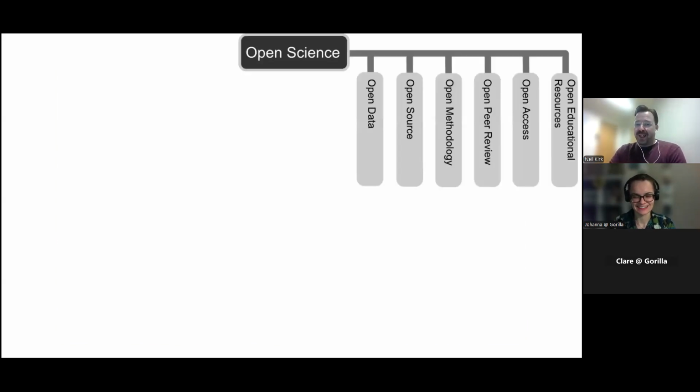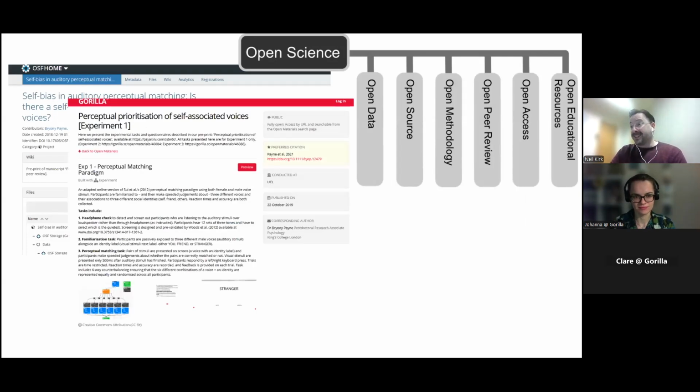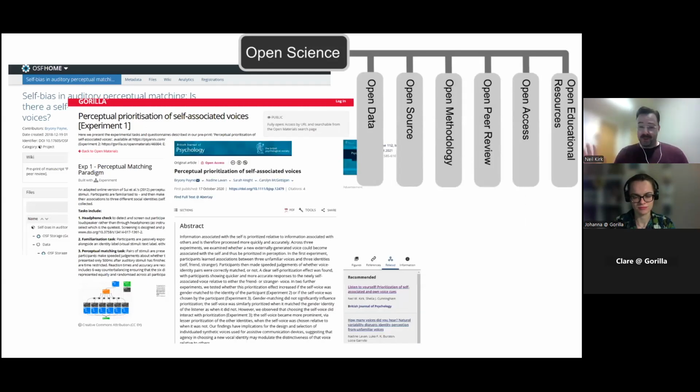As I mentioned, the Payne et al. paper was a bit of an open science dream. So they had all their pre-registration, all their data and scripts available on the OSF. They'd made their materials available as Gorilla open materials, and the paper was an open access published paper as well. So it was so easy to come along and just take what they had and start running with it.